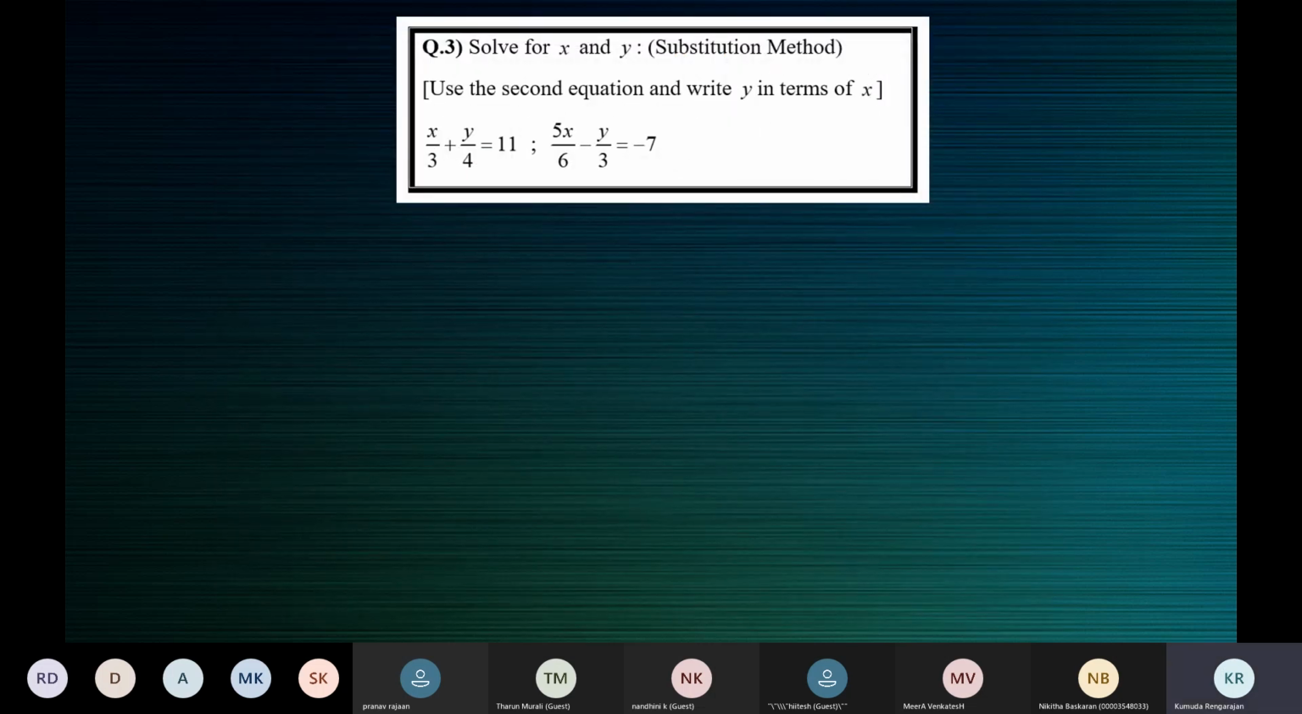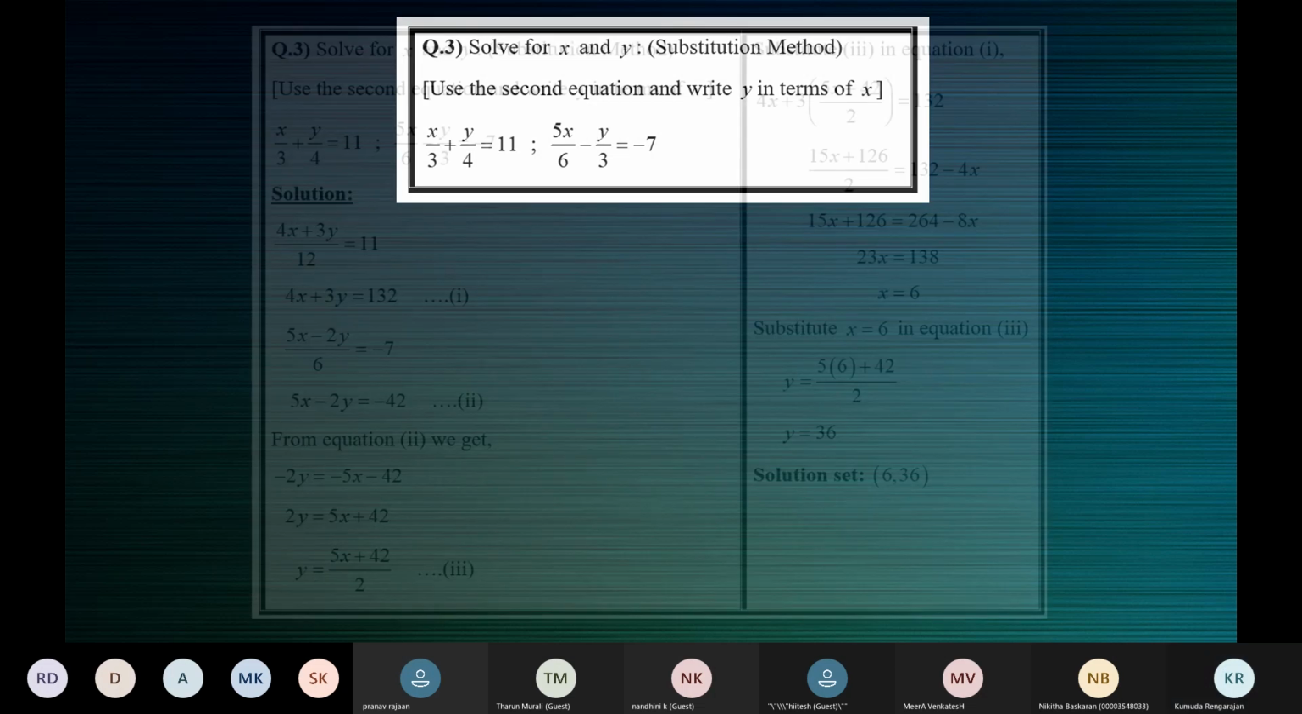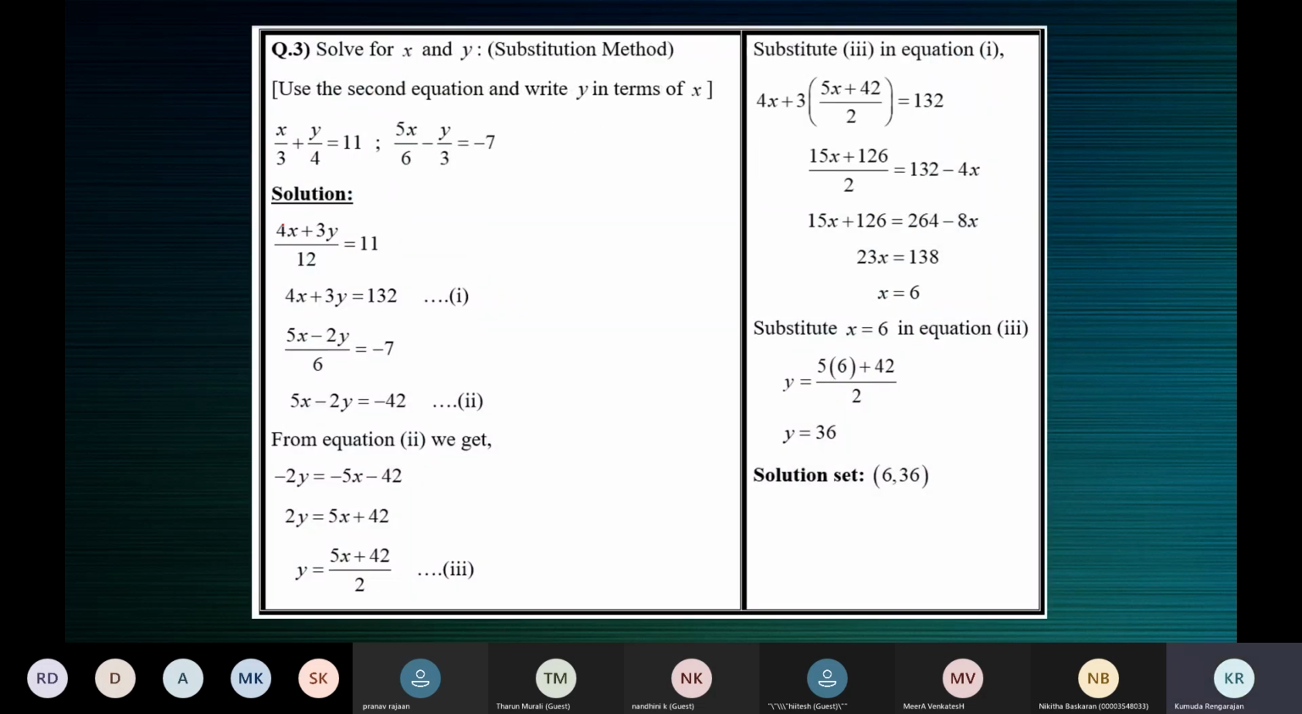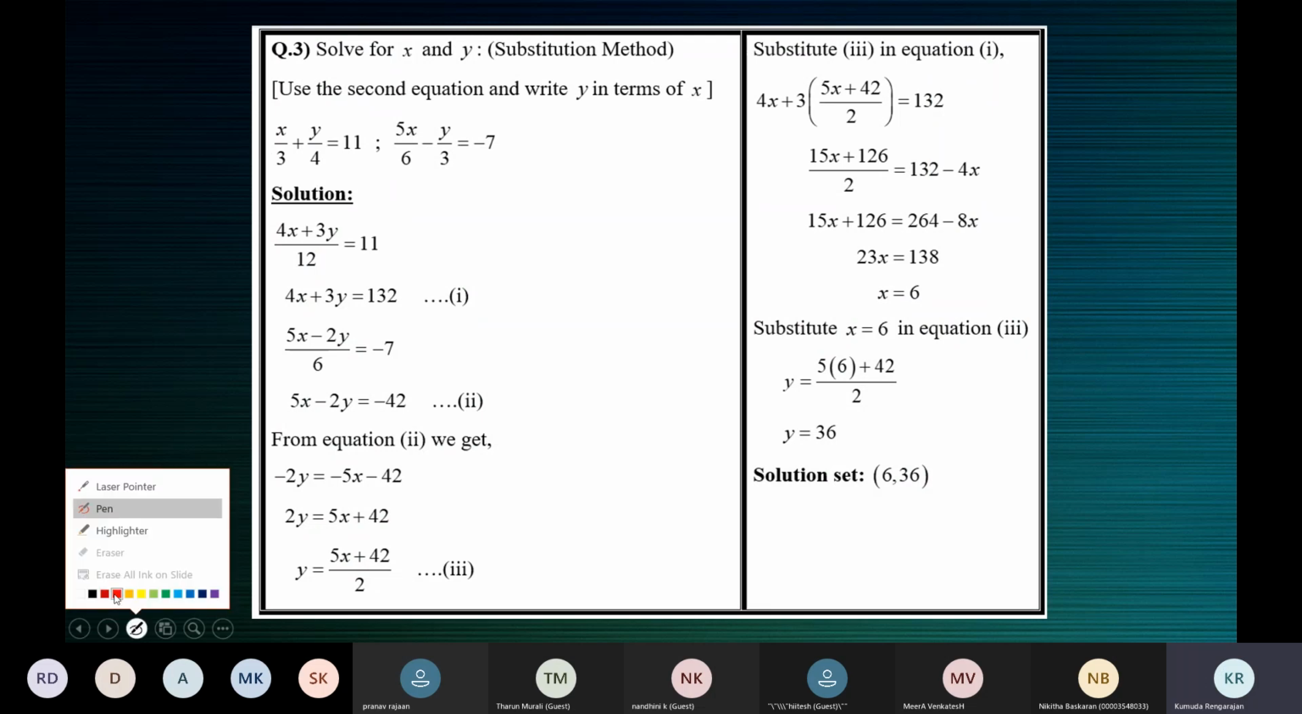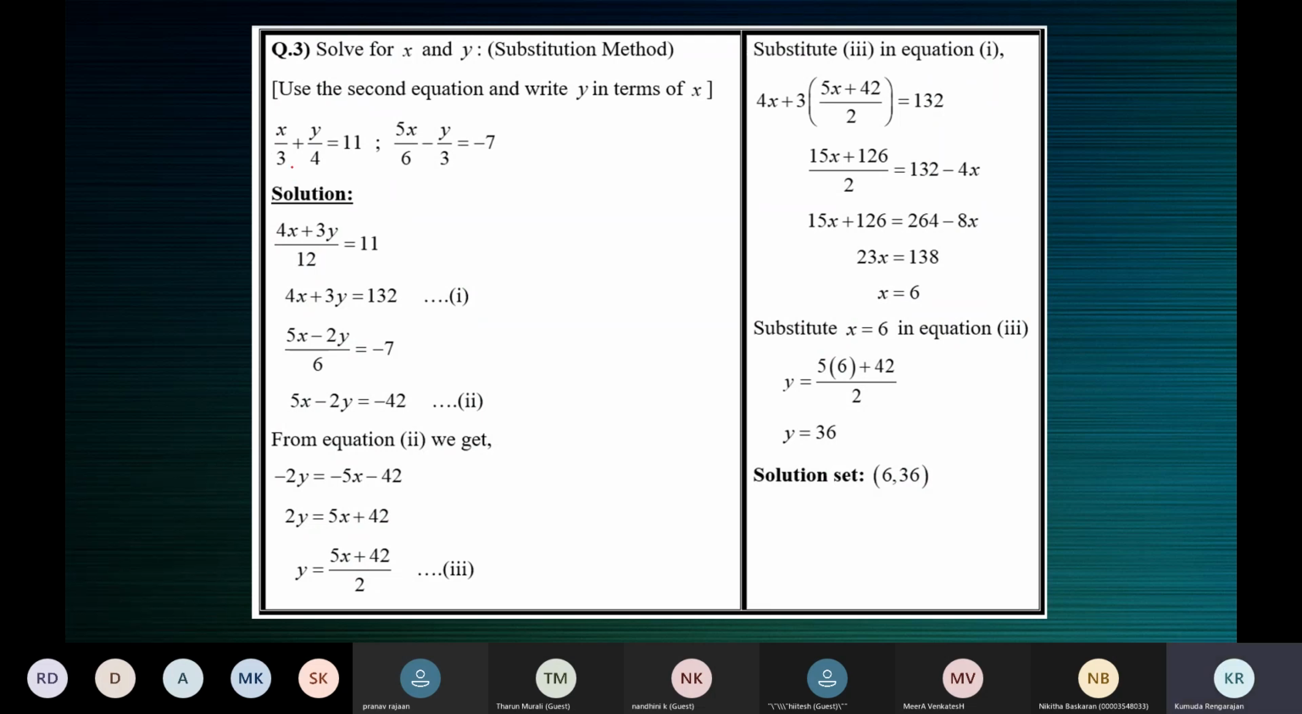See this, solve for x and y. Again, substitution method. Use the second equation and write y in terms of x. So again here, we have 3 and 4 in the denominator. I told you, 3 and 4 we can have in the denominator. We can have numbers in the denominator, not x or y. So how do you simplify this equation? By taking the LCM.